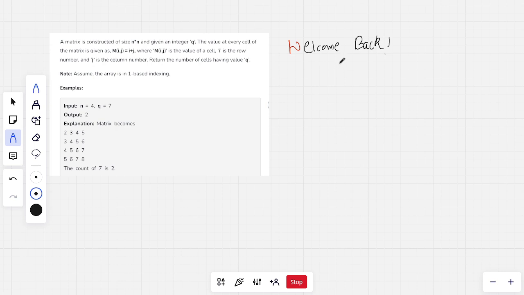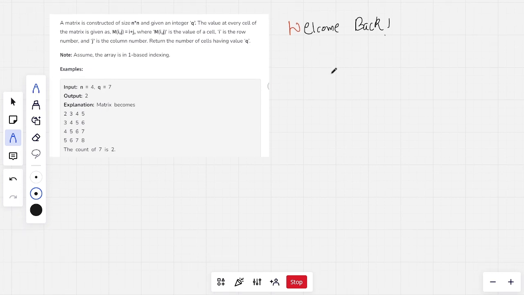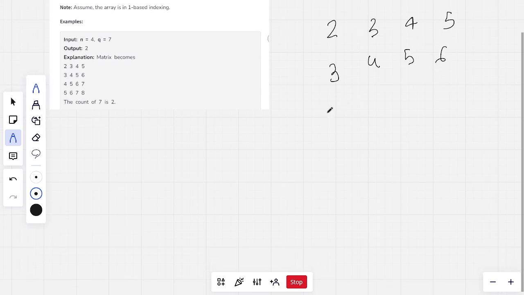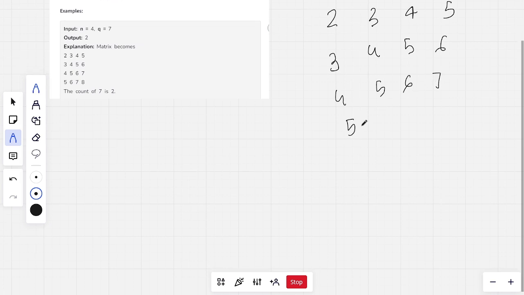Good morning, guys. Today we are back with another problem, and today's problem is constructing a matrix of size n by n, for a given integer q, where the value of each cell M[i][j] is i plus j. So if I see the matrix, the first row is 2, 3, 4, 5, the second row is 3, 4, 5, 6, and the fourth row is 4, 5, 6, 7, 5, 6, 7, 8.